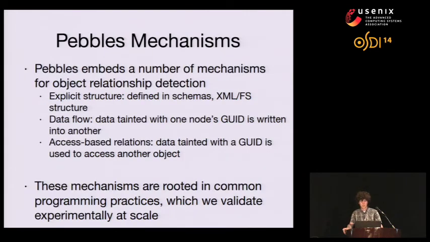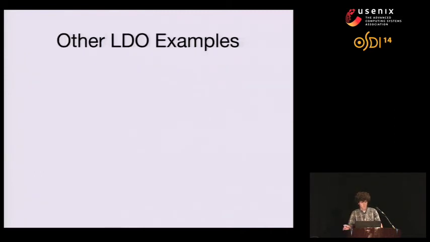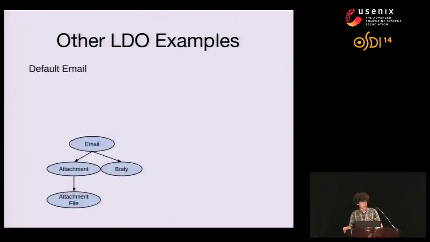So Pebbles embeds a number of mechanisms for object relationship detection, and all of them are rooted in common programming practices that we observed in our experiments. And you can see our paper for more details. So Pebbles uses the relationship discovery mechanisms to discover LDOs in many applications. I've shown you the email structure here, but an email application will contain multiple emails, such as the second email that doesn't contain an attachment.